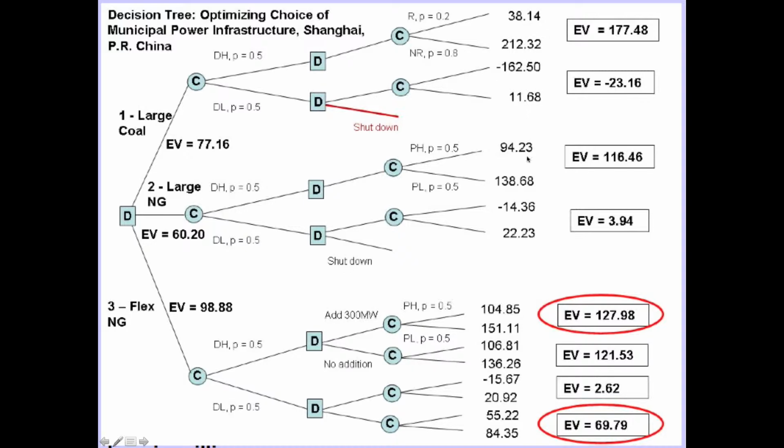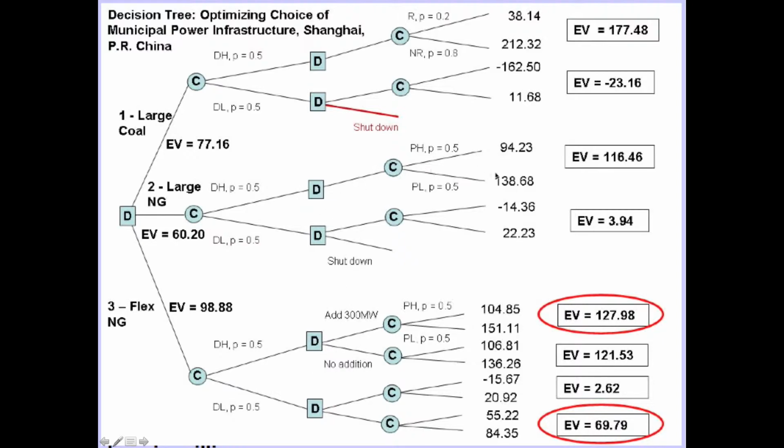And these are the present values or the expected values of each of these paths. So, for example, if I choose a large coal plant and the demand is high, well, there's a 20% chance here and an 80% chance here. Here are the values for this situation, and here's the expected value. This expected value is just the weighted average of these: 0.2 times 38, 0.8 times 212. Same here: 0.5 times 94, 0.5 times 138, added together.